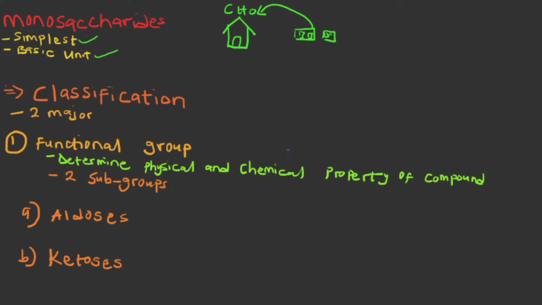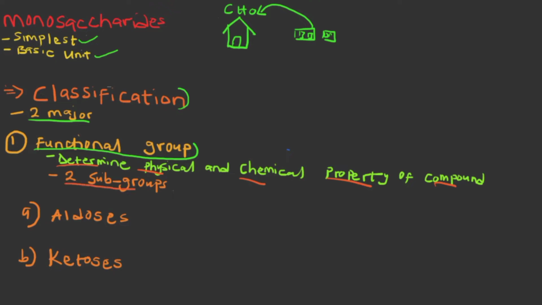So monosaccharides are majorly classified based on two major classifications. The first classification is based on the functional group of the monosaccharide. Okay, and from basic chemistry we know when we say functional group, we are referring to a group of atoms that determine the physical and chemical property of a compound. So based on this classification of functional group, monosaccharides have two subgroups.